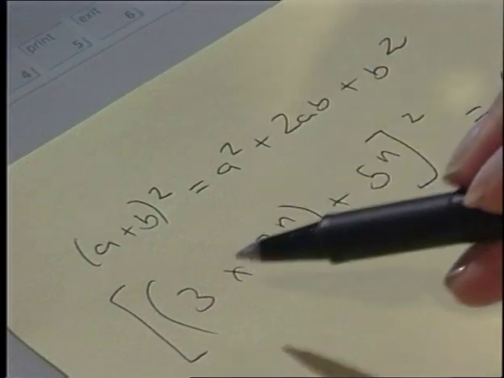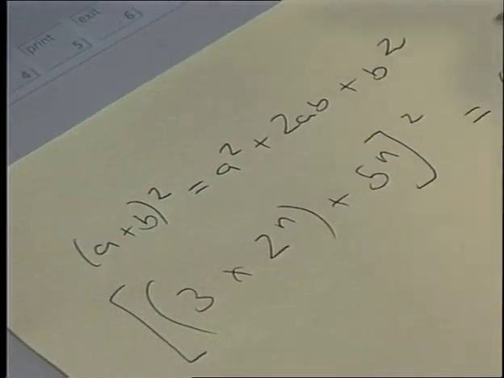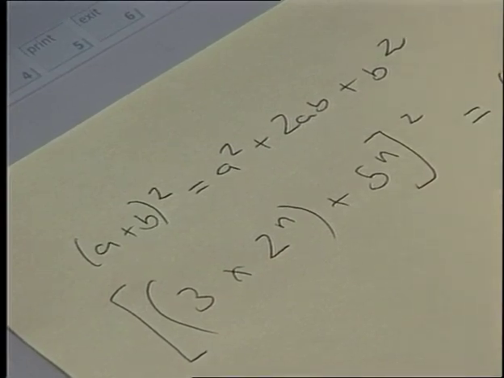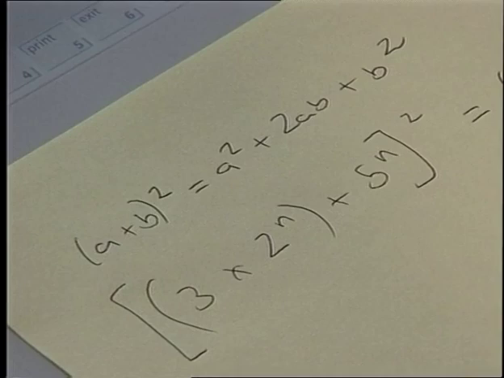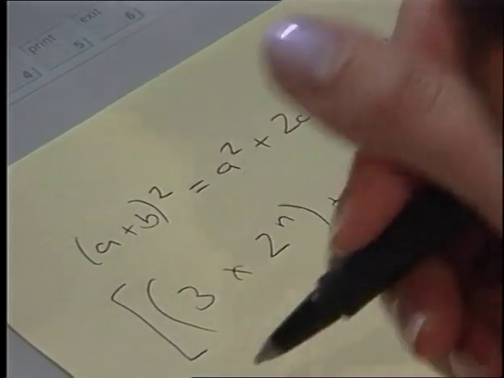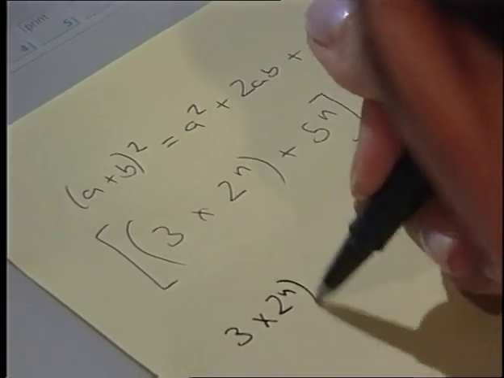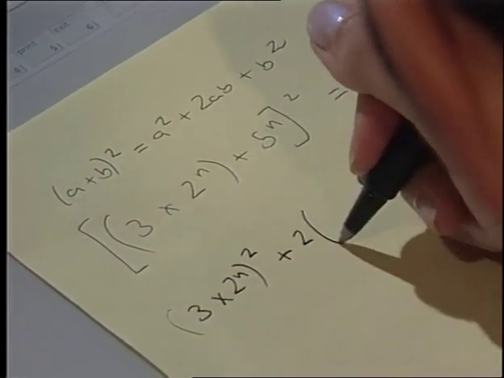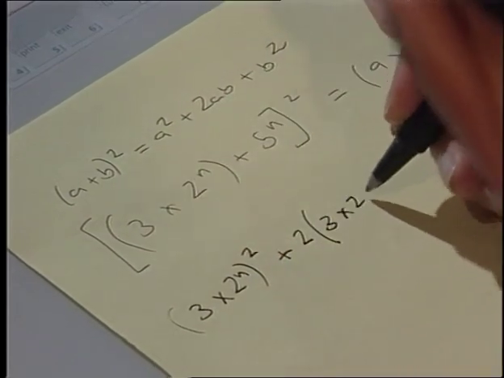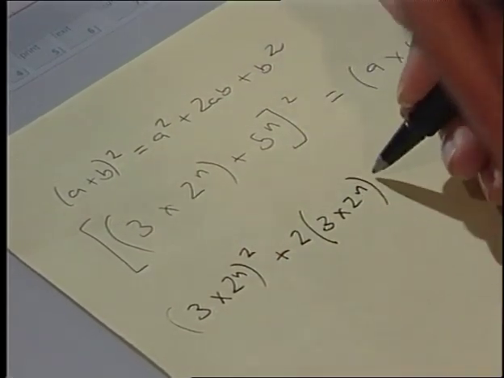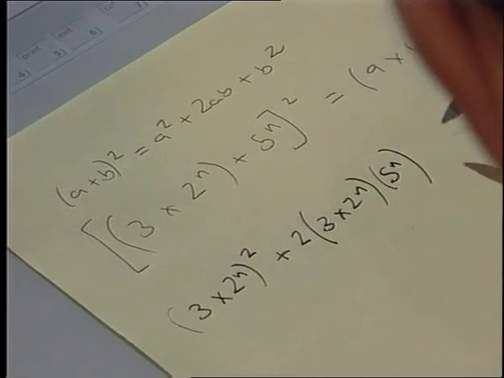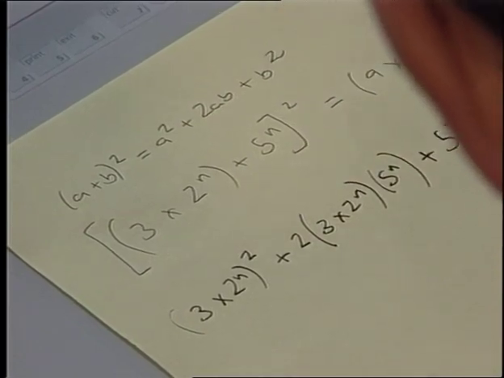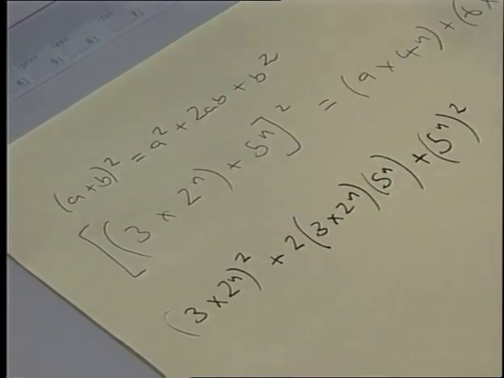So 3 times 2 to the n is a, and 5 to the n is b. So if I think of that as a squared plus 2ab plus b squared, then I'll get a squared, 3 times 2 to the n, all squared, plus 2ab, that's 2, a, 3 times 2 to the n, b, 5 to the n, plus b squared, which is our 5 to the n, all squared.